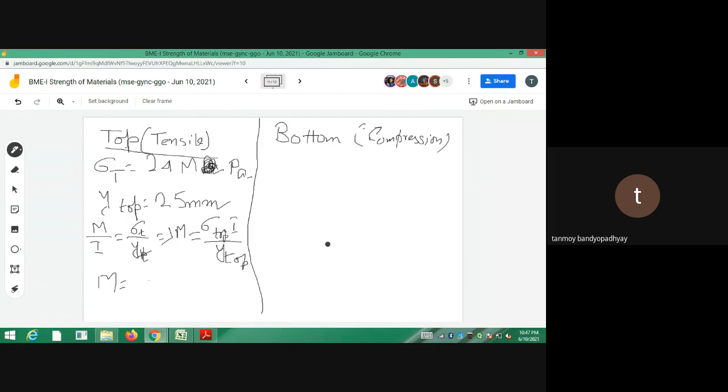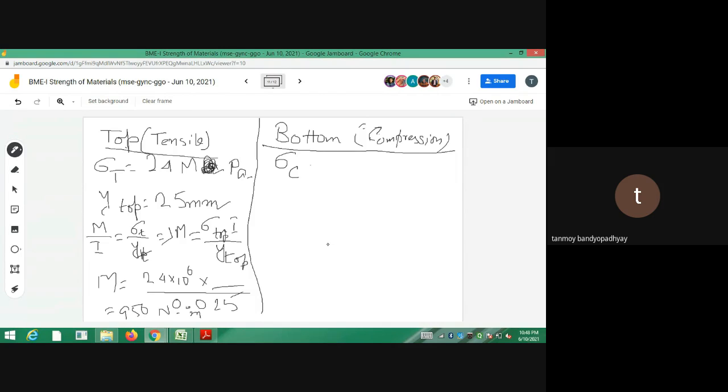So sigma top is tension, which is 10 to the power 6 into I, which you have calculated, divided by y top, which we got to be 0.025. So this is one value that you will be getting. It is coming out to be something like 950 Newton meter, as I have calculated. You can do the calculations at your end. Then sigma on the bottom side is under compression.